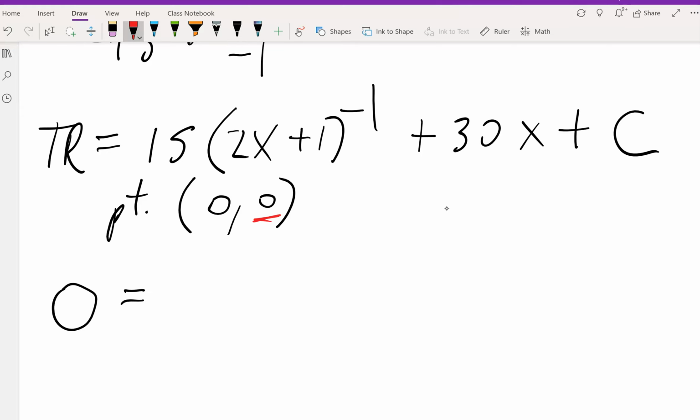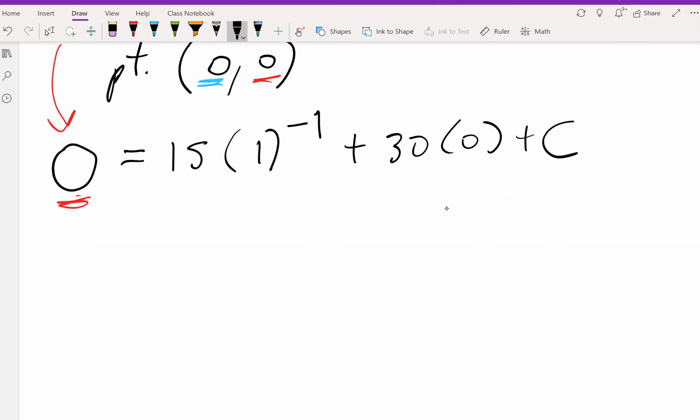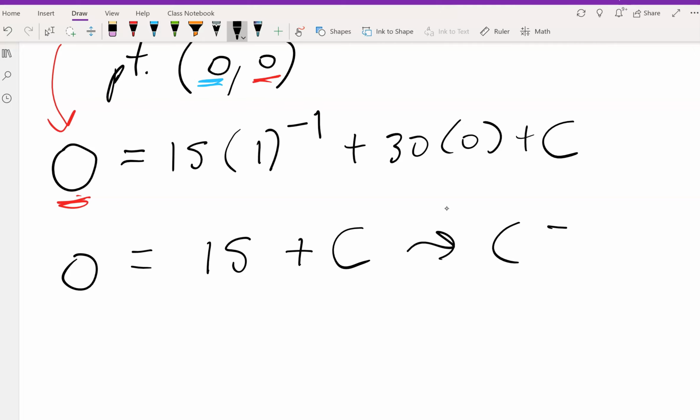So this 0 here goes here because that's the Y, right? Total revenue is the Y. This 0 is the X. So I'm going to plug in everywhere a 0 for X. So 2 times 0 plus 1 is 1 to the negative 1 plus 30 times 0 plus C. And now look what we have here. Some good old algebra. What we have is, well, 15 times 1 is 15 plus C because 30 times 0 is 0. So that tells me that C is negative 15.